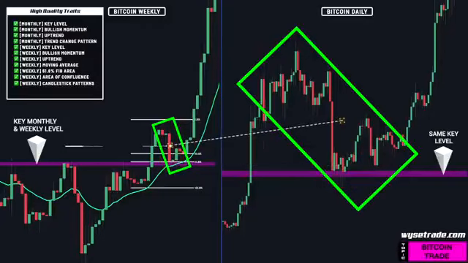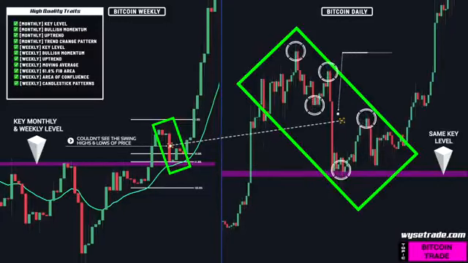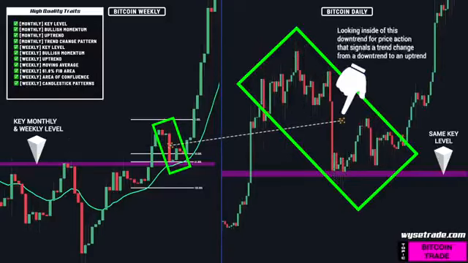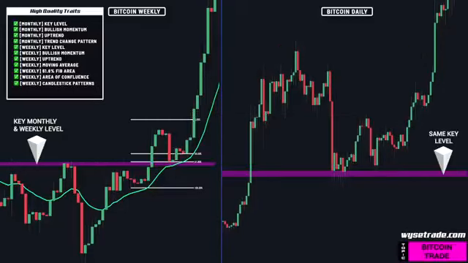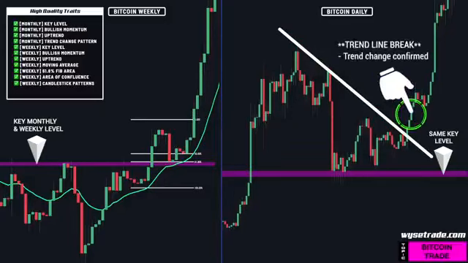Now on the weekly time frame, notice that you couldn't see the swings of price, whereas on the daily time frame, you can clearly see the swing highs and lows and movements of price. So again, we are looking for price action that signals a trend change from a downtrend to an uptrend. And we got this trend change pattern in two forms. The first is the trend line break. On the daily time frame, we can easily place a trend line onto the immediate trend like this. And then once you had that trend line break, this was your first trend change confirmation.